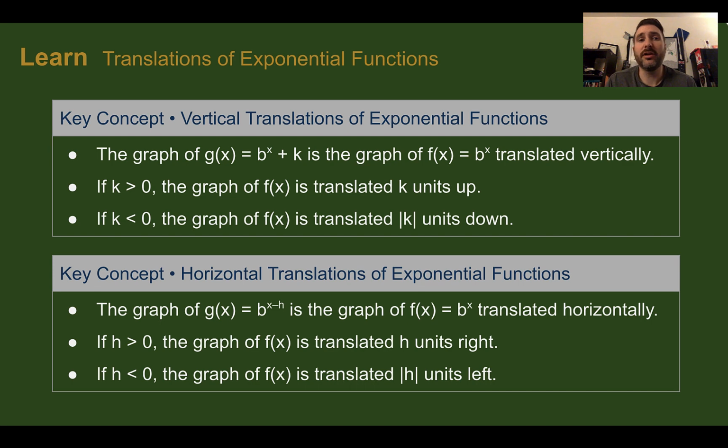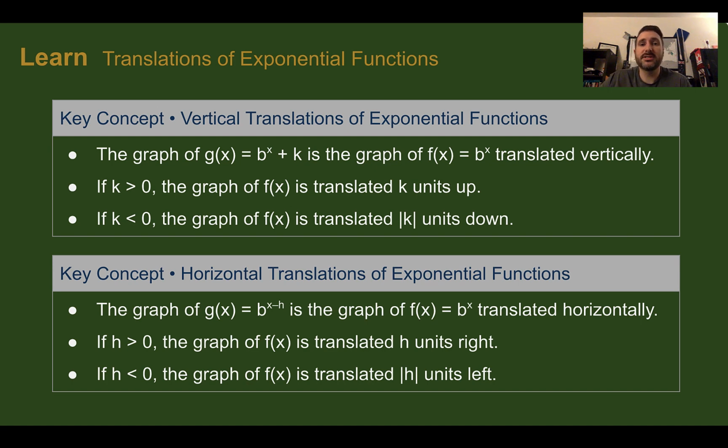Our key concepts here are the vertical translations of exponential functions and horizontal translations. As we saw in previous modules, a translation just moves the function up and down or left and right. When we did it with linear functions, sometimes moving it up and down or left and right looked the same. With exponential functions, you're definitely going to be able to tell if the function was shifted up and down or if it was shifted left and right.